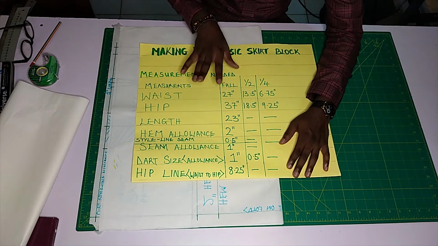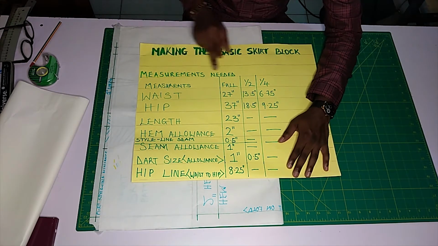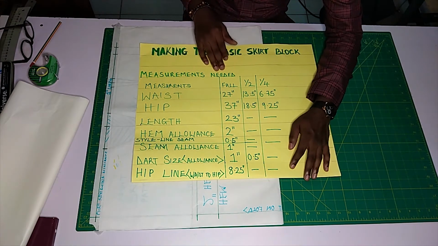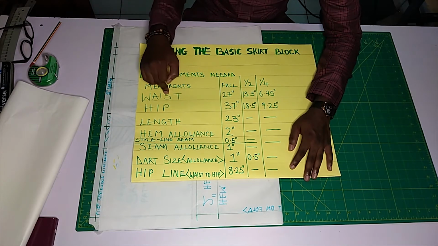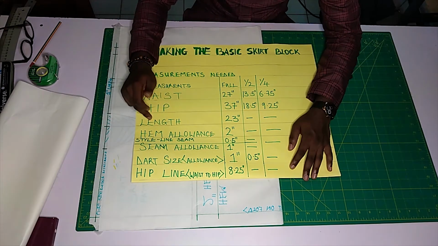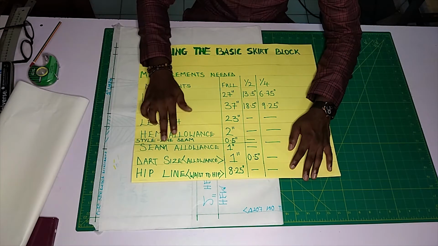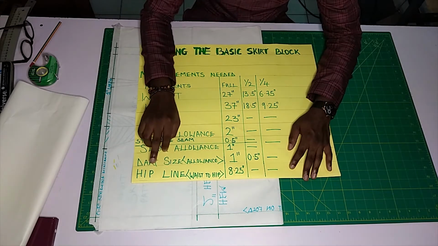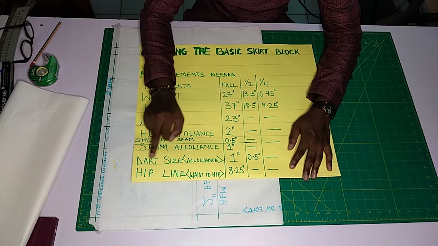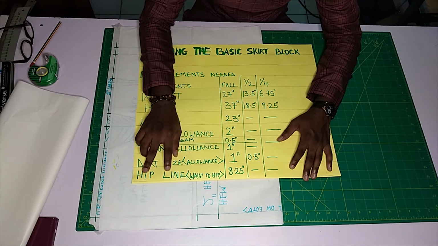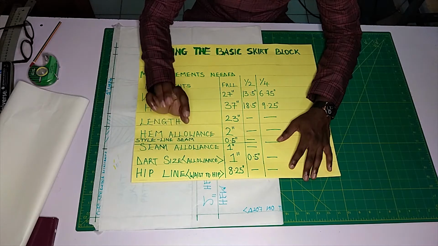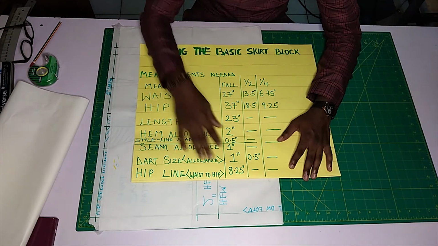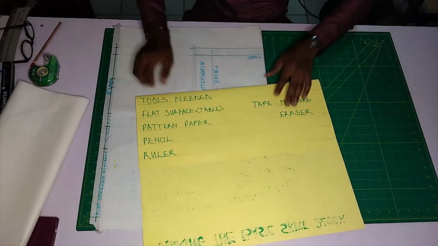You can take a screenshot or you can pause the video so you can write out these measurements in your own booklet. So the measurements needed here, we have the waist measurement, we have the hip measurement, we have the length, the hem allowance. Here I have the style line seam allowance, and we have the side seam allowance. There's also the dart size, which is also known as the dart allowance. Then we also have the measurement for our hip line, which is the dimension from our waist to our hip, how long it is, the vertical measurement. And then we have these as well.